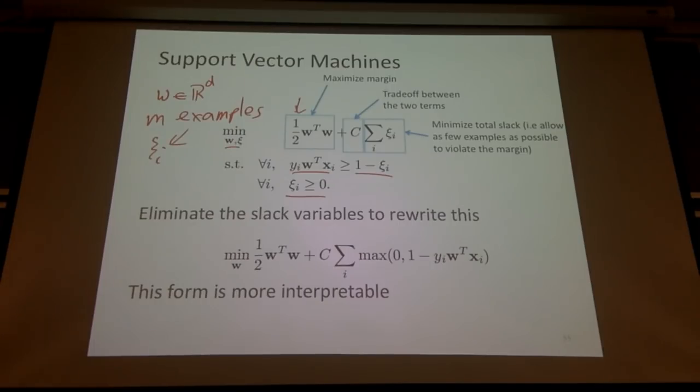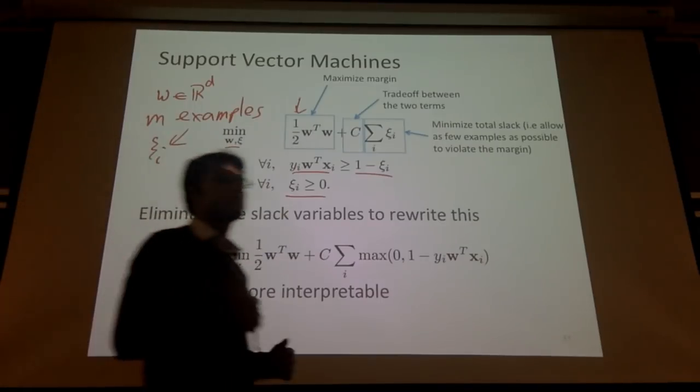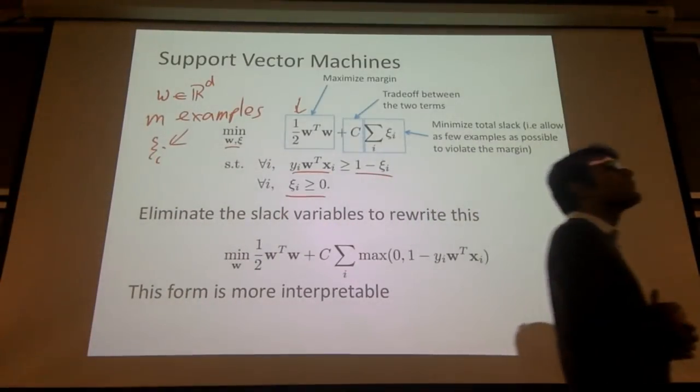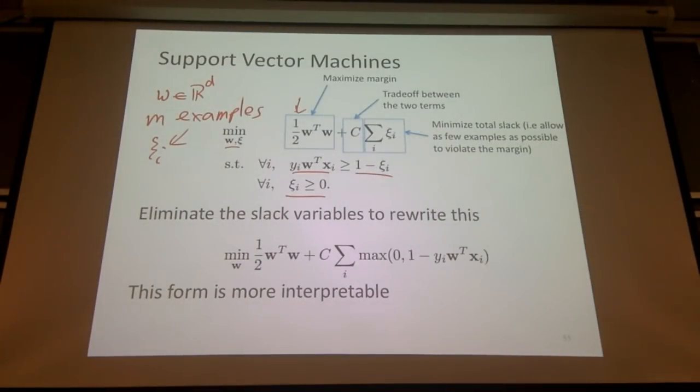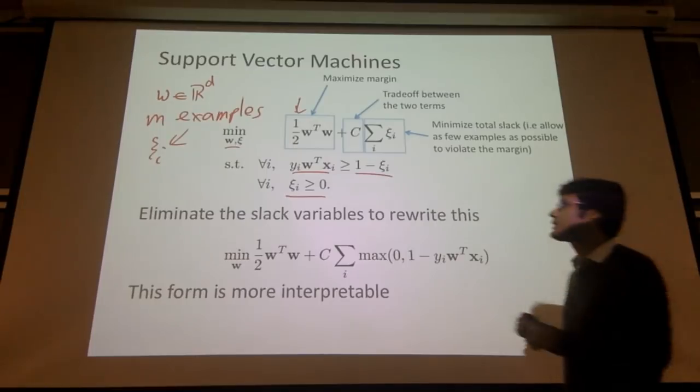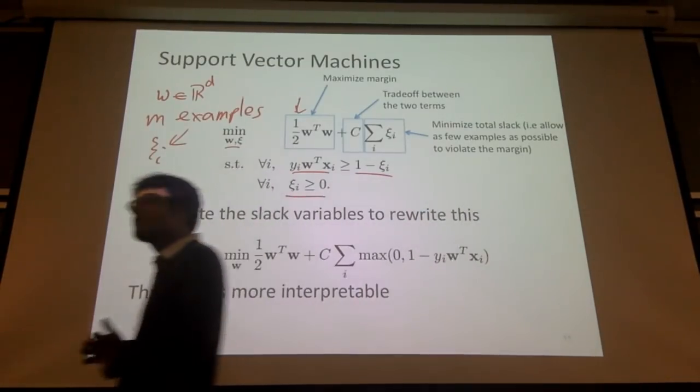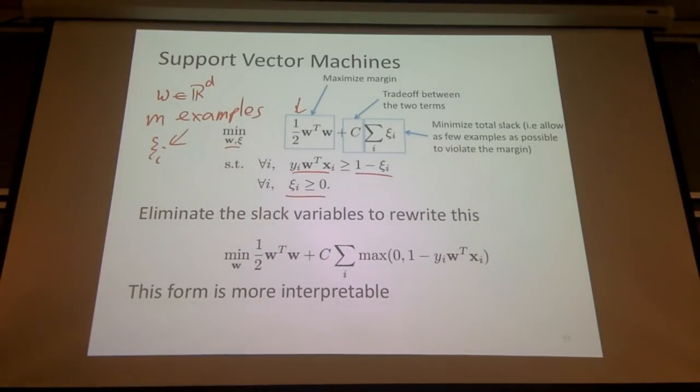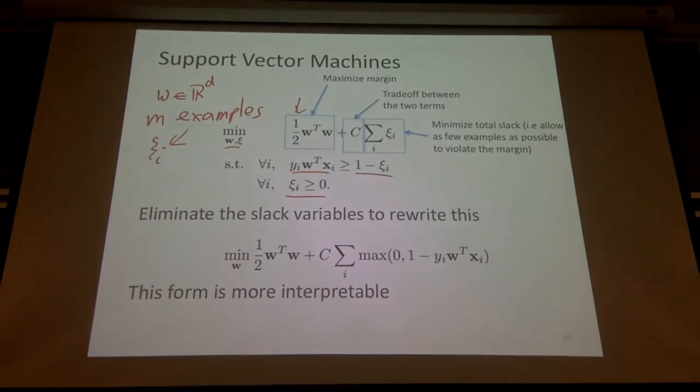This is roughly where we left off, and we're going to stare at this a bit and see what it means. So, the first term, minimizing the norm of w, is the same thing as before. Minimizing the norm of w gives us larger margins. The second term, the sum of the slacks, says try to find the largest margin, but don't allow the margin constraint to be violated a lot.